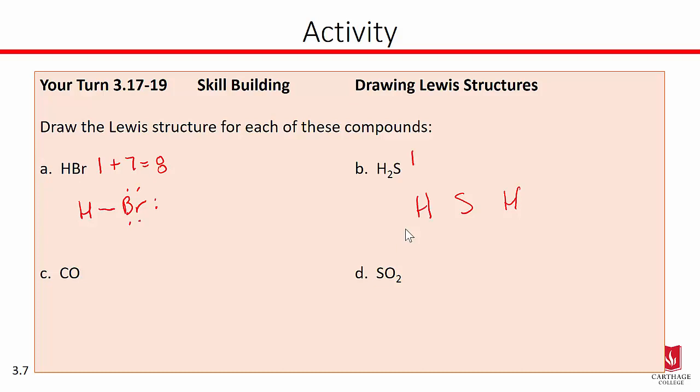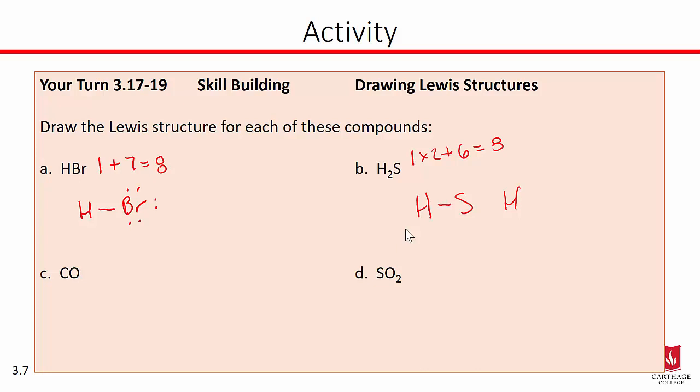Each hydrogen is going to bring with it 1 electron. So 1 electron times 2 gives us 2. And I'm going to add to that the number of electrons around sulfur. We said that's a group 6 element. It's right below oxygen. It's going to bring 6 electrons with it. So that gives me a total of 8 electrons.